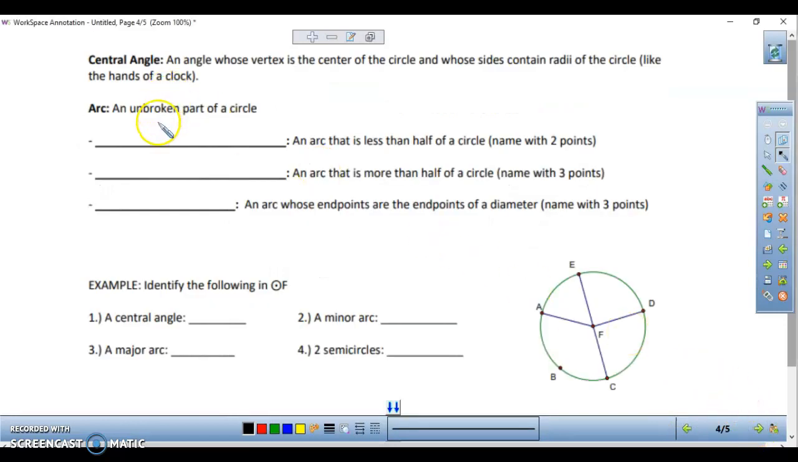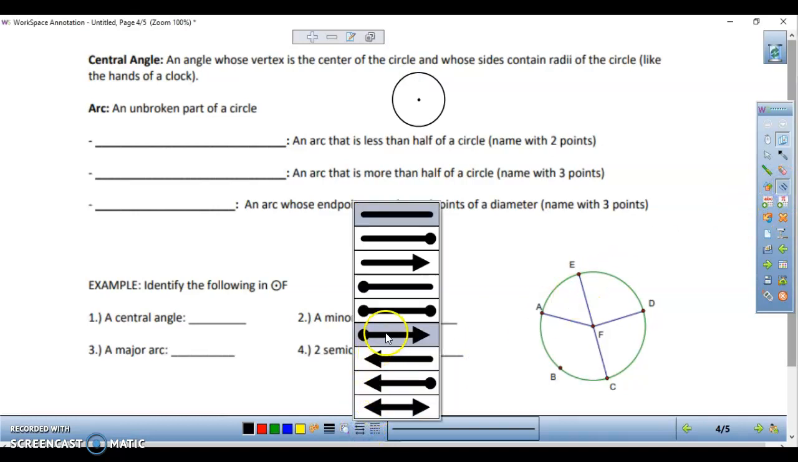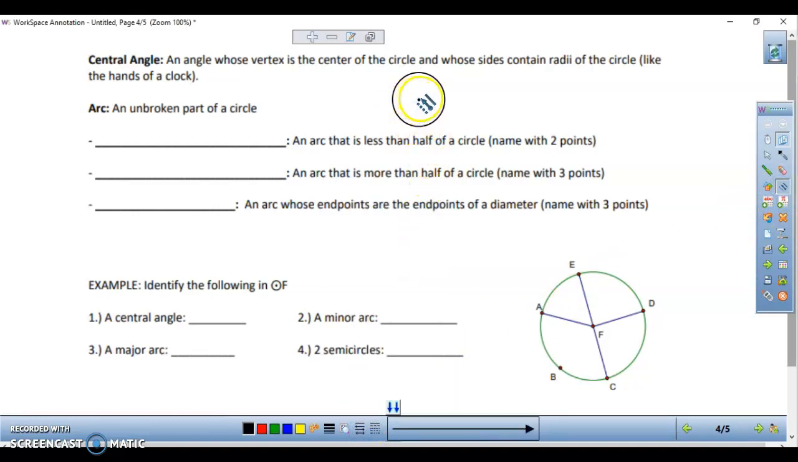All right, so next, a central angle. A central angle is an angle whose vertex is the center of the circle and whose sides contain the radius. Let's talk about the wording of that. So I'm going to draw a little circle here. So it's an angle. Now an angle by definition has a vertex, which is a point, and sides that are rays. So this is a central angle, right? Because an angle is technically defined to have rays as its sides.